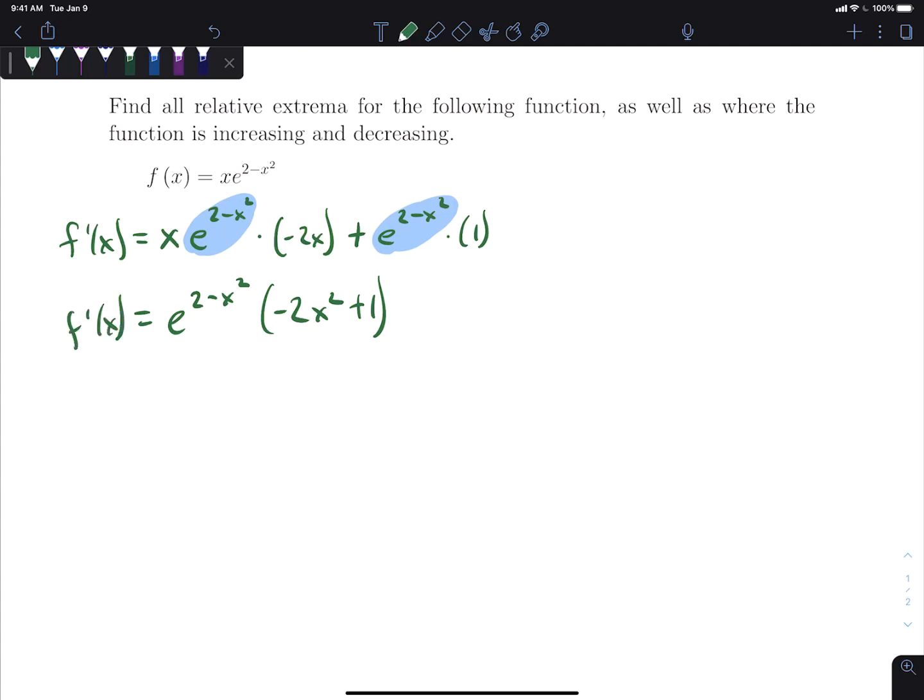Well, here's the thing. If we want to find this derivative, we want to go ahead and set this entire thing equal to 0 now. So we get e to the 2 minus x squared times negative 2x squared plus 1 all equal to 0. But here's the thing. Each one of those could equal 0.